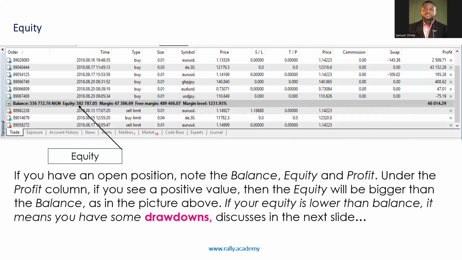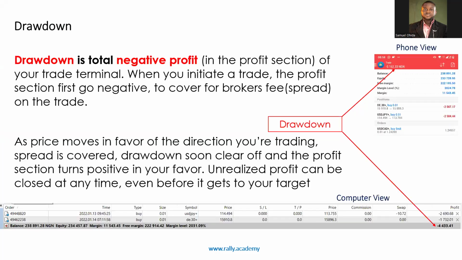And then equity, like I talked about, equity is the sum total of your trade at every point in time. It shows you what your account will look like by the time you close all your trades. Okay, when you have a running trade, equity is the sum total of your balance plus or minus your profit or loss. So if your equity at a point in time is higher than your balance, it means that you're in profit. But if your equity is lower than your balance, it means you're in a loss. Okay, and that means you have drawdowns.